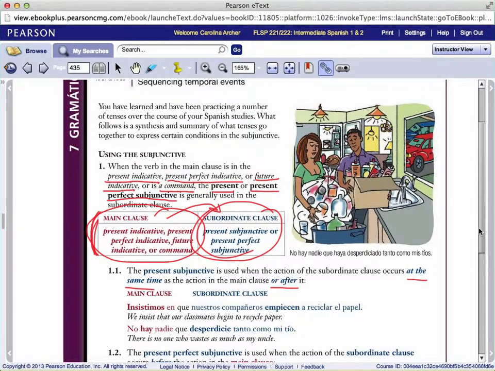Por ejemplo, insistimos, have the indicative, insistimos en que nuestros compañeros empiecen a reciclar el papel. Empiecen a reciclar el papel. We insist that our classmates begin to recycle paper. No hay nadie, indicative, que desperdicie tanto como mi tío. There is no one who wastes as much as my uncle. See? Okay, so in that case we have a present indicative, and here what we have is a present subjunctive.